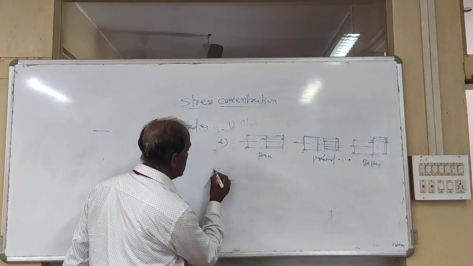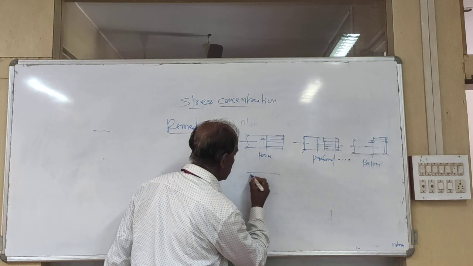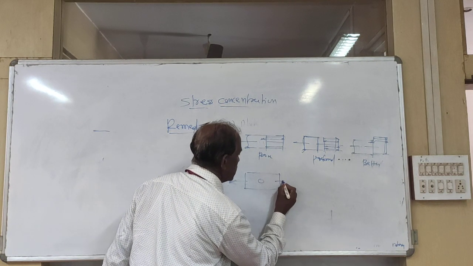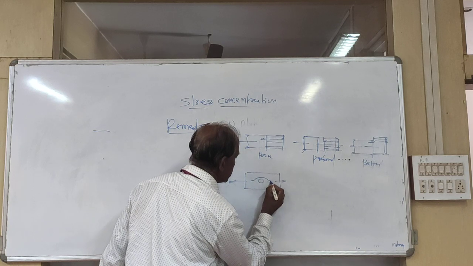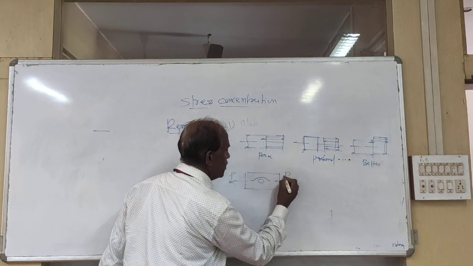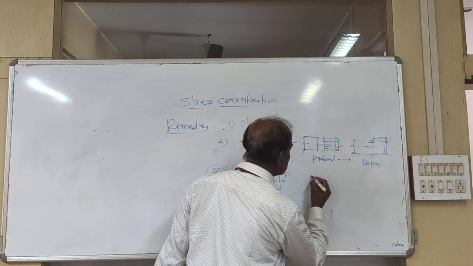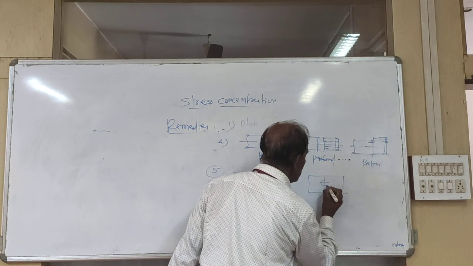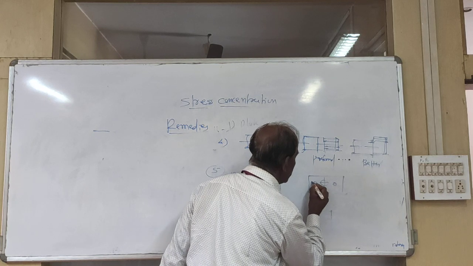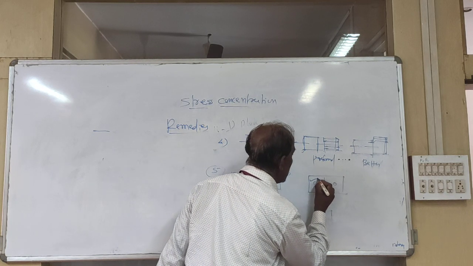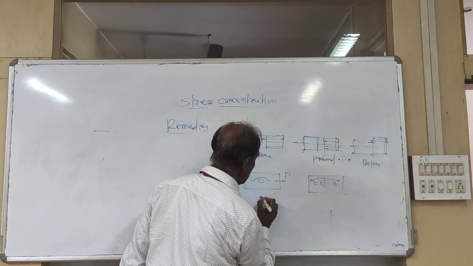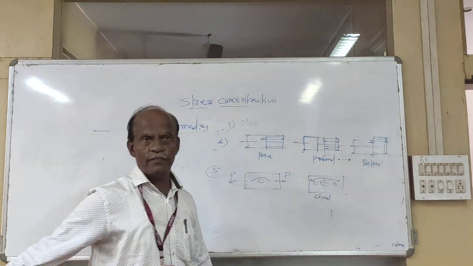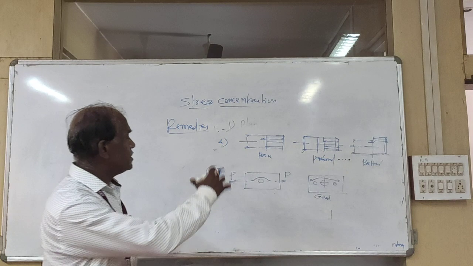Or another: one plate is there, and there is a hole. The stress distribution pattern is like this. So what do you do? Provide additional holes on either side. This is our prime hole, and provide two holes on either side. So these stress lines are shifted to the other side. Okay, so these are some of the features.